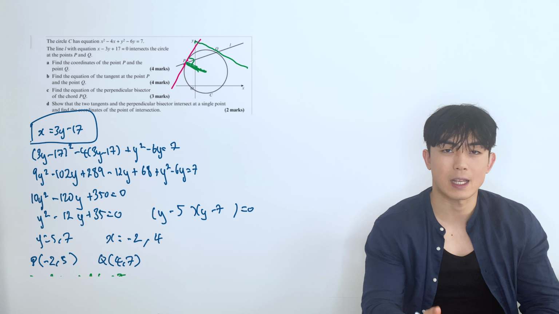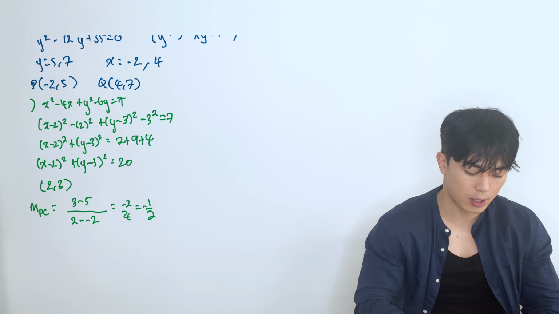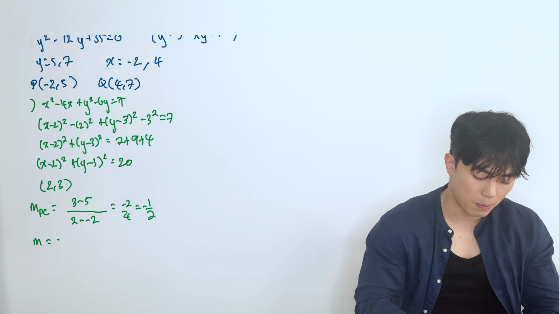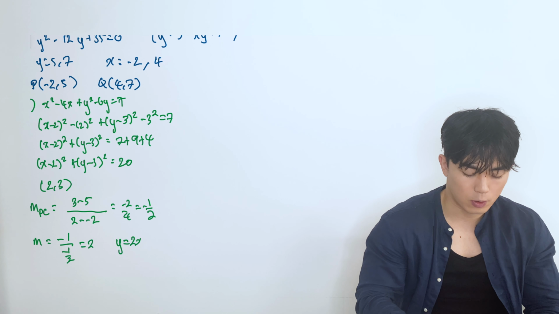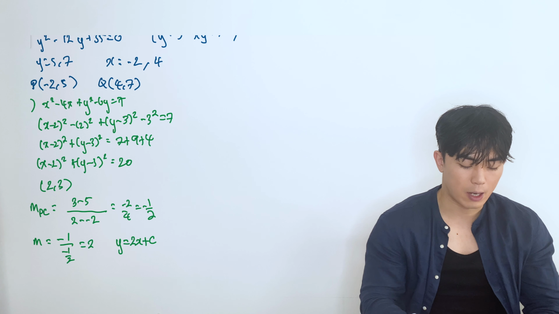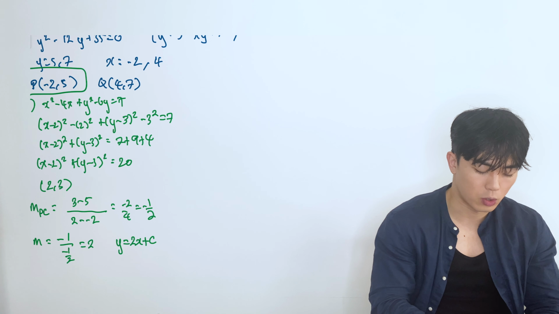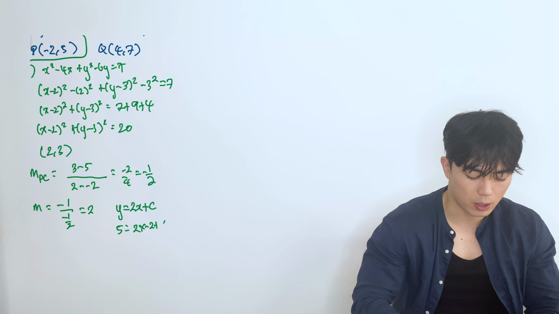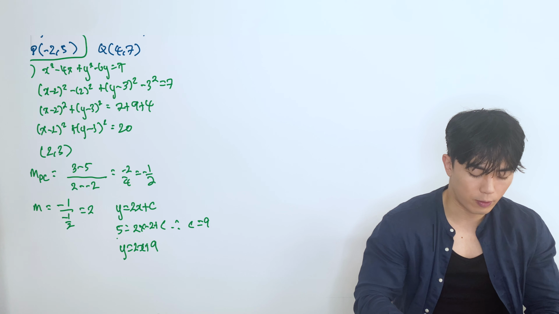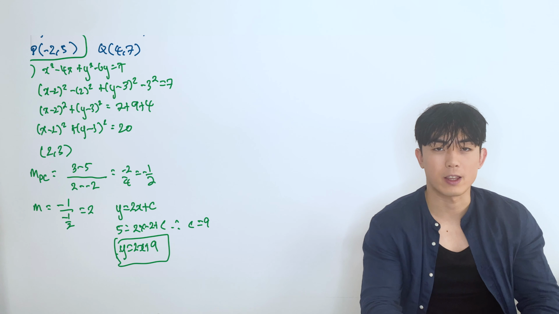But remember, the tangent is at 90 degrees to that line, so the gradient of the tangent will be equal to minus 1 over minus 1 over 2, which is 2. So y is 2x plus c. Now we just plug in the coordinates of P, (minus 2, 5). So 5 is equal to 2 times minus 2 plus c, so therefore c is 9. y is 2x plus 9 for the tangent at P.